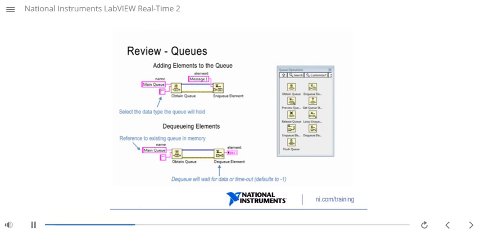One of the most useful ones to keep in mind is the lossy enqueue element. This will essentially allow you to create a circular buffer such that when you add data to the queue, old data will fall off the front if the queue is full.